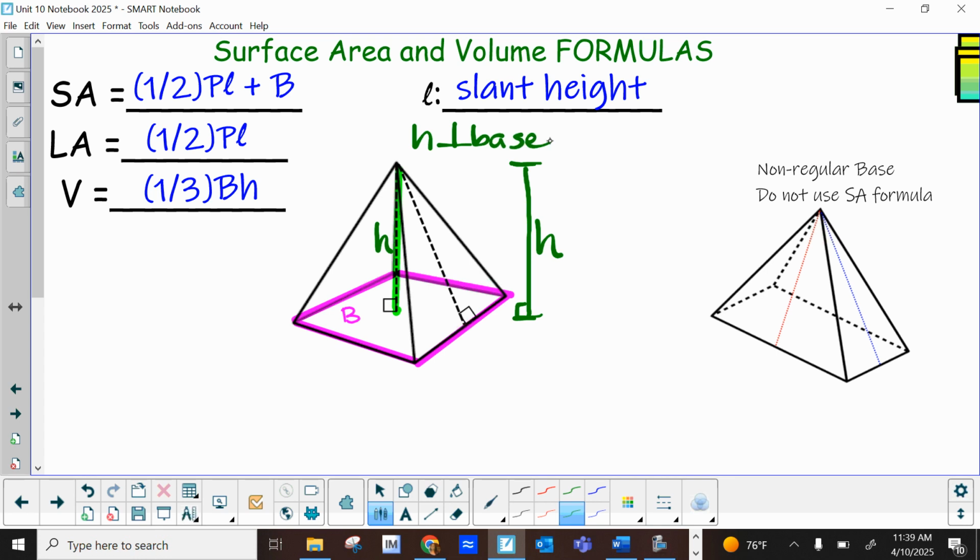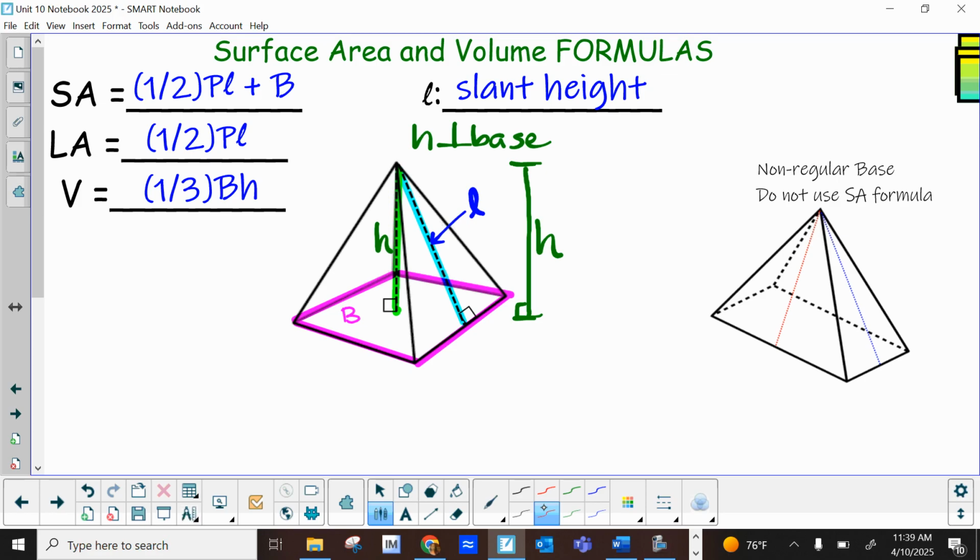And your slant height, that's this new one, okay? So your slant height, I'm going to highlight in blue. This is going to be your slant height. And so I'm going to label that L. Okay, so that is your L.